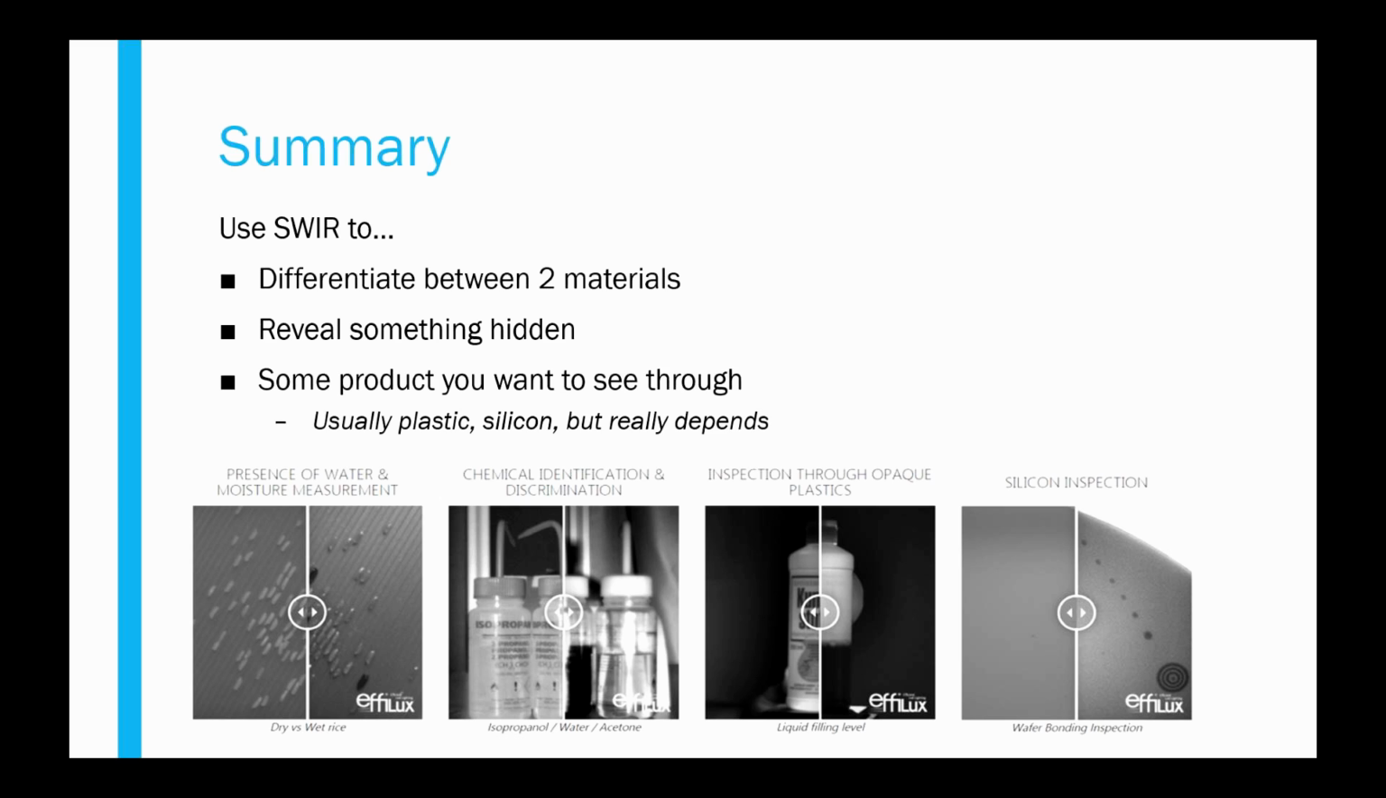And then you can use it to see through product that you typically can't see through, even more than NIR can. Usually it's plastic or silicone, but every plastic is chemically different, so it is impossible for us to know ahead of time which wavelength will work on what plastic. It really does require testing. We do have a SWIR lab in our Boston office, so if you think you have an application that SWIR will be effective on, please reach out and we can work on testing that for you.